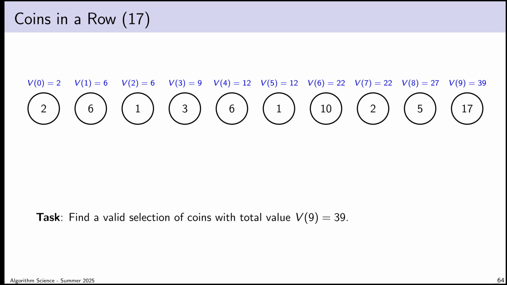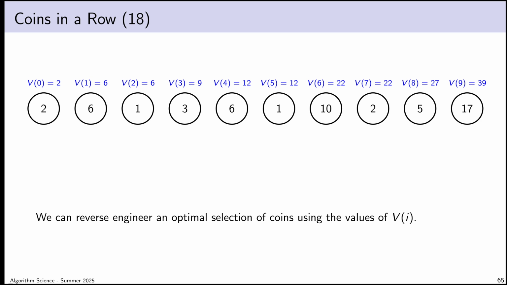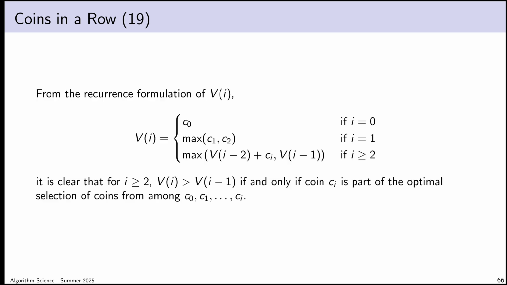So our task is to find a valid selection of coins that has total value 39. The way I do this is I have the values of V, and I look at the recurrence, and I'm able to see a pattern that will tell me, if V of 9 equals 39, what coins gave me that collection. So if I look at the recurrence, I'm going to look at the recursive case and observe that there are two options. Either Vi equals V of i minus 2 plus Ci, or Vi equals V of i minus 1.